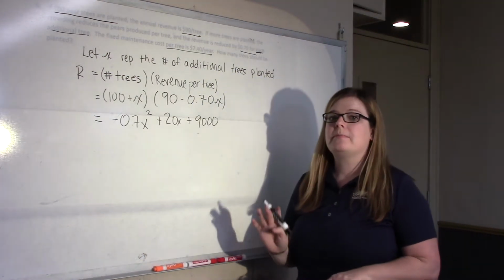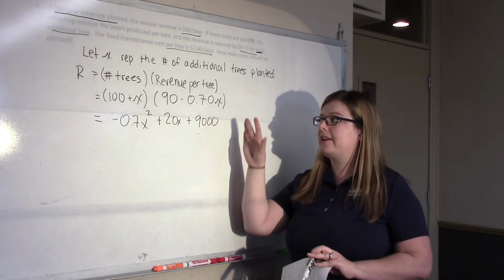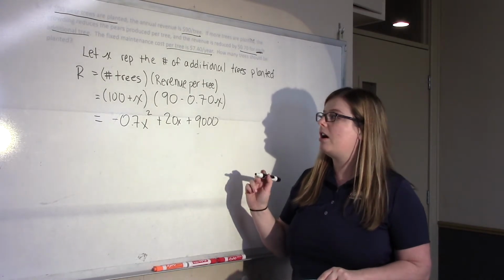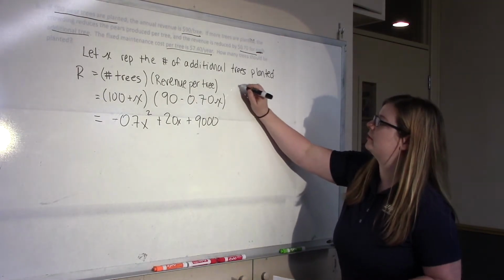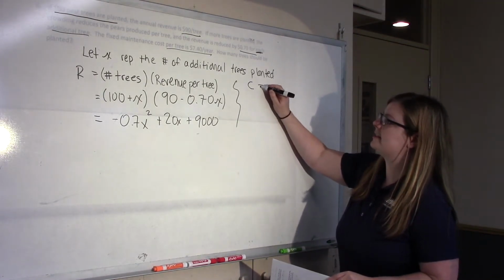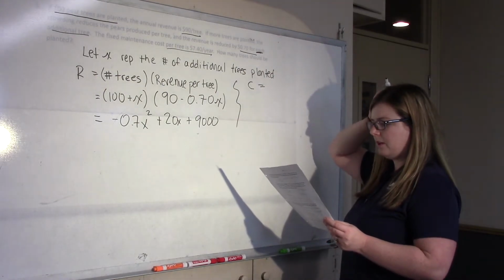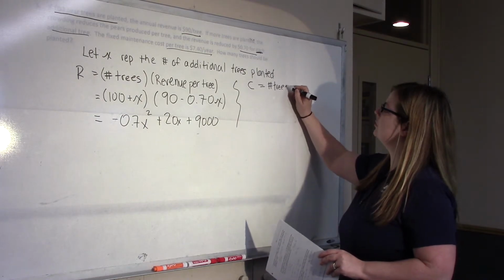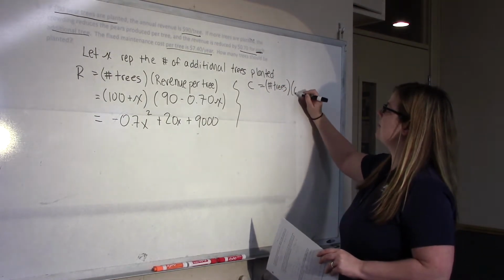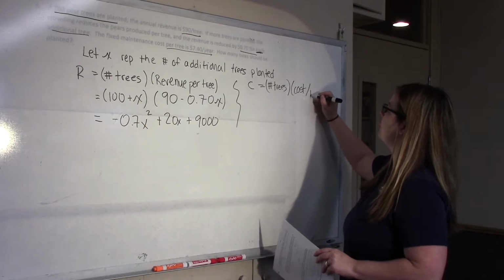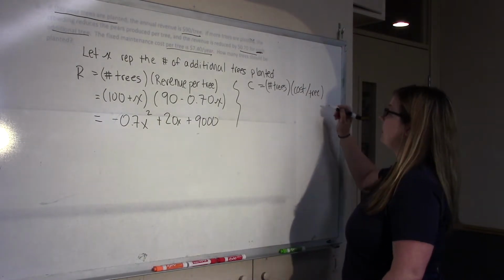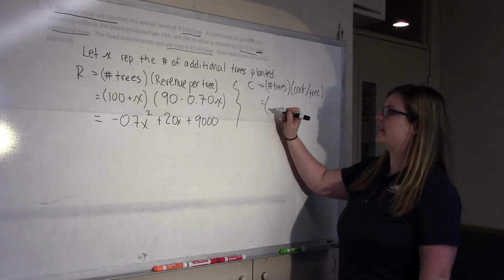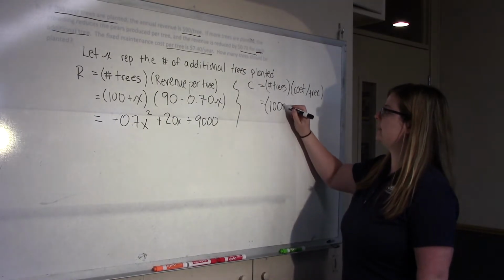Take a second, pause the video, make sure you understand this. Now we're going to do the cost function. So the cost is equal to the number of trees times the cost per tree. The number of trees we already decided is 100 plus X.